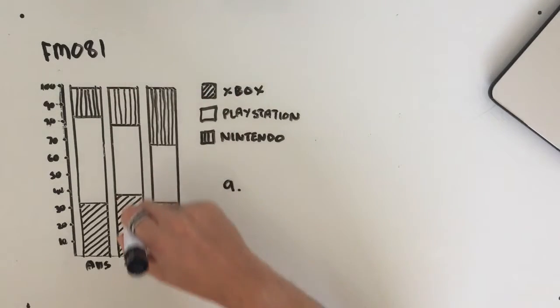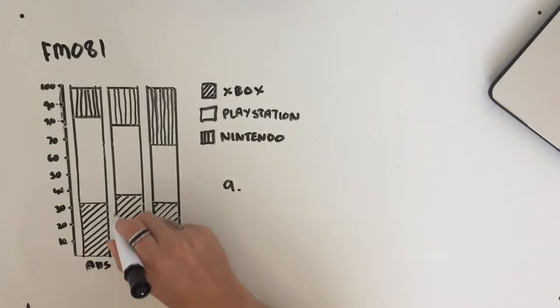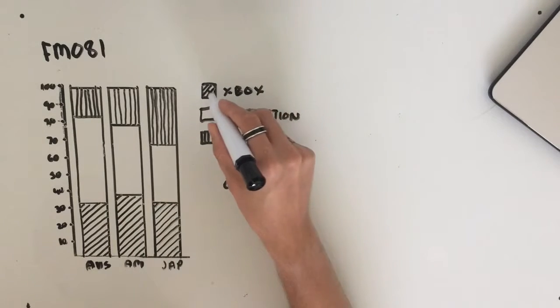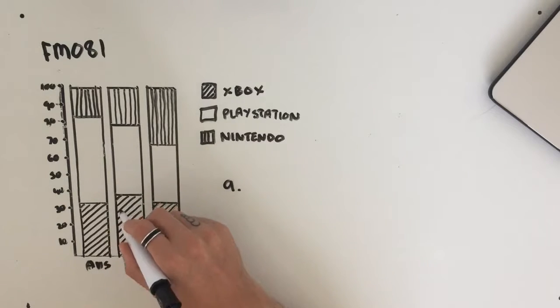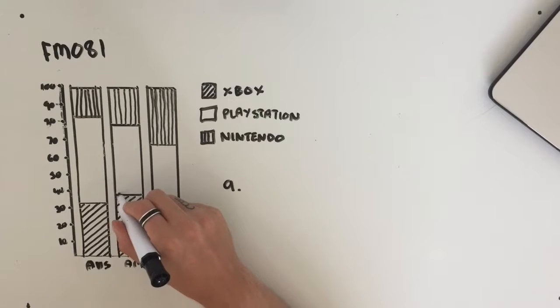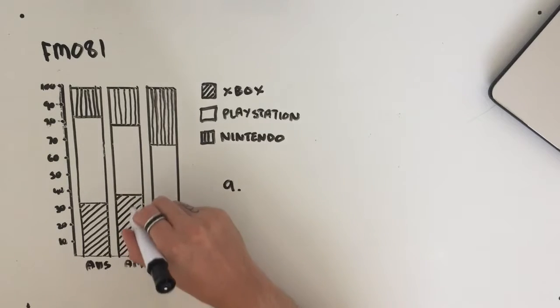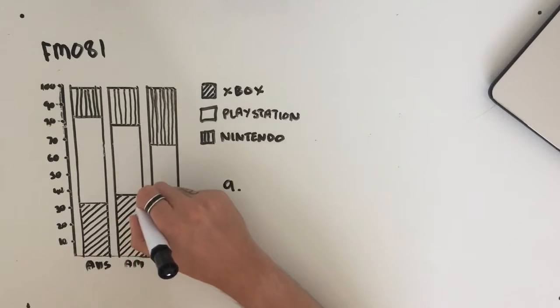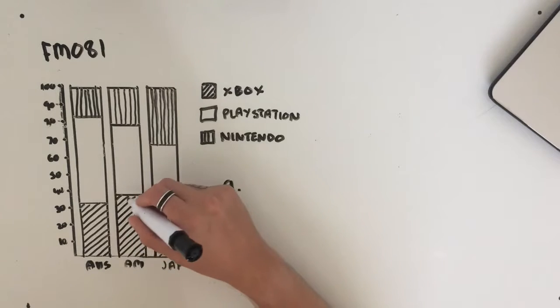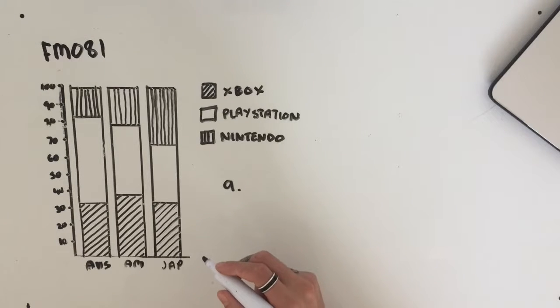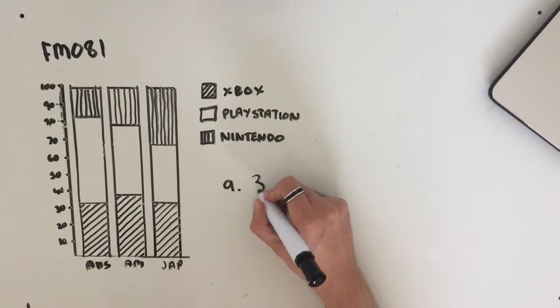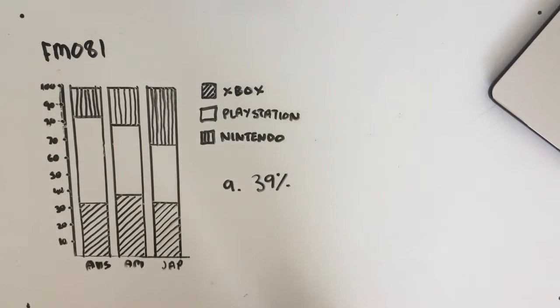So we look at the America column here. Our segment here is, as we can see according to the code up here, Xbox has these diagonal lines. In your one, it's a solid black. You look at how high this part of the bar goes to. You'll see that it goes from 0 to 39, which means in terms of a percentage, we end up with 39% of Americans prefer the Xbox. So that is our final answer for question A, 39%.